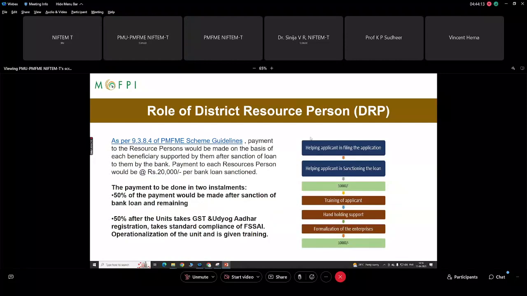So the DRP will help the applicant in filling the application. Then the loan will be sanctioned. The payment to the DRP is about 20,000 rupees per bank loan sanctioned as per the guidelines released by MOFPI.